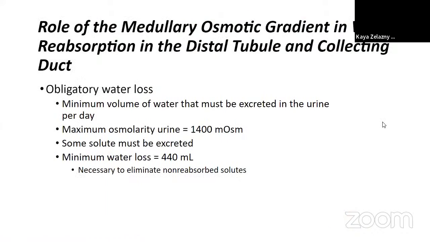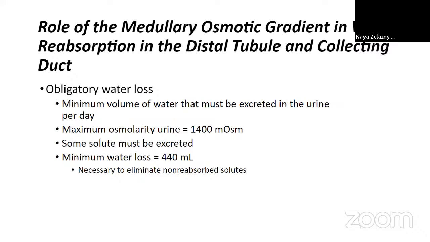So we do have an obligatory water loss. There's a minimum amount of water that you have to excrete in the urine per day. And this is because your cells are producing all sorts of waste products. You also do want to be constantly balancing the ions, making sure that the concentration in your blood stays the same. So that maximum osmolarity in the urine reflects the osmolarity that we see in the medulla.